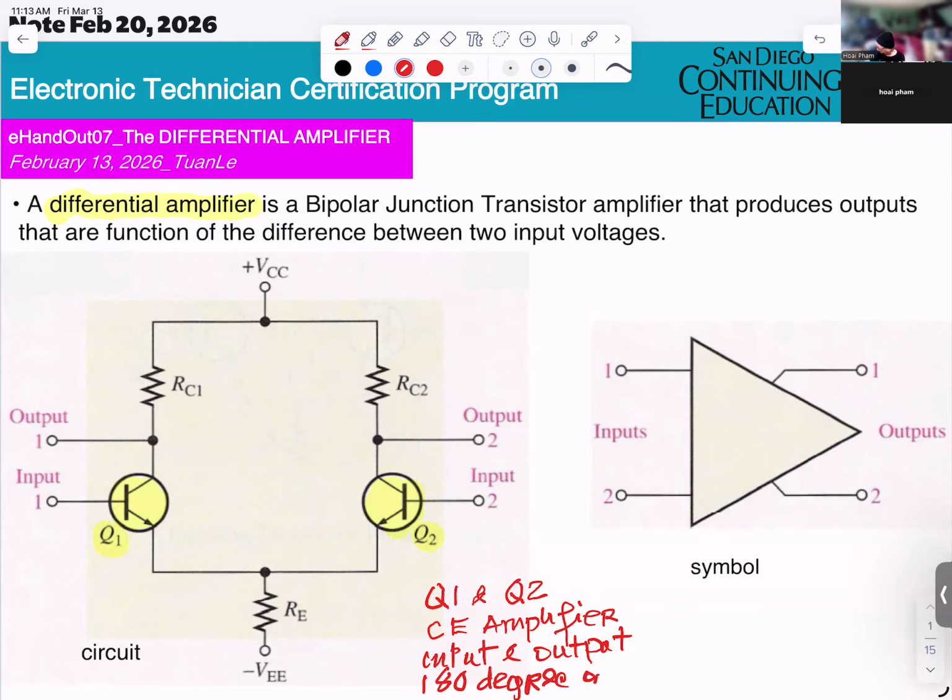Okay, that's what you have to remember. And now this is a circle, and this will be a symbol. Okay, this will be a symbol.